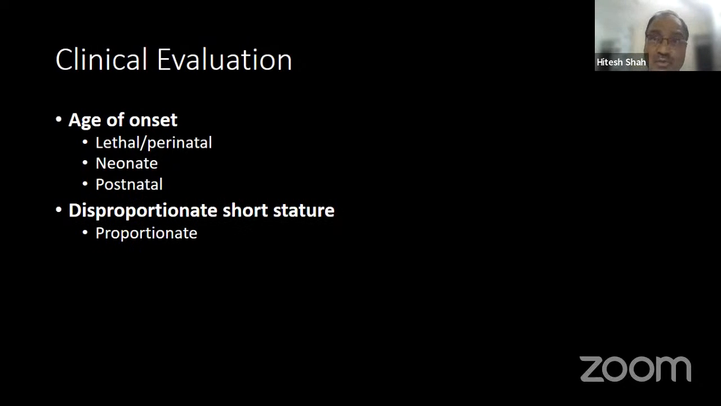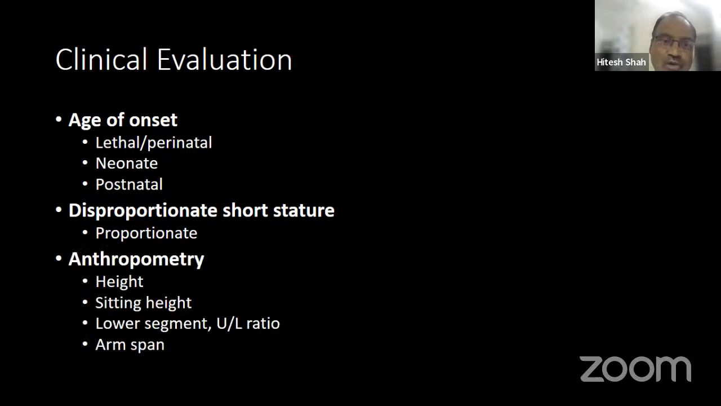Then it will come to the stature, whether it is less than 3 percentile or less than 5 percentile, whether it's proportionate or not proportionate. As I said, it is always done by clinical examination. It is very important to understand the height of the child, and that is the important aspect to diagnose the dysplasia. Then we need to note the height, the sitting height, upper segment, lower segment ratio, and arm span. The arm span ratio would be altered in case of Marfan syndrome.